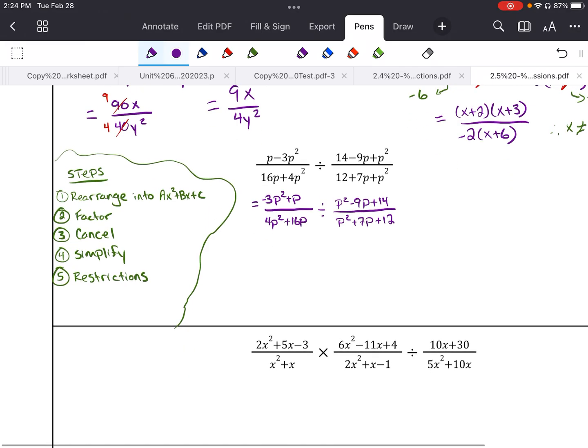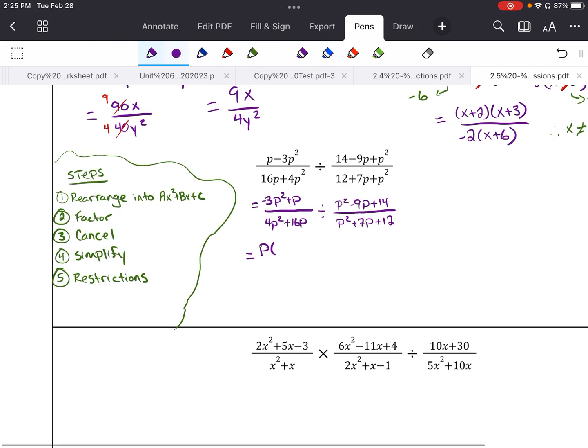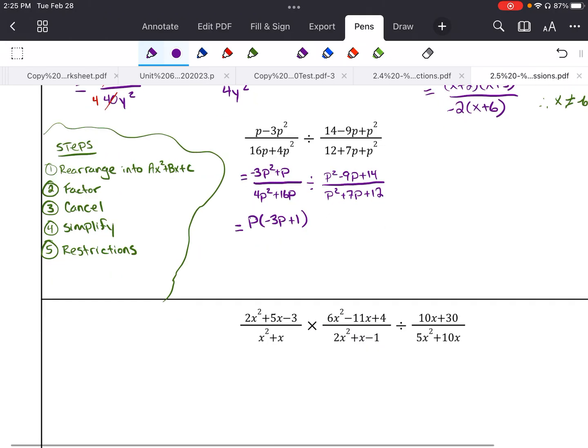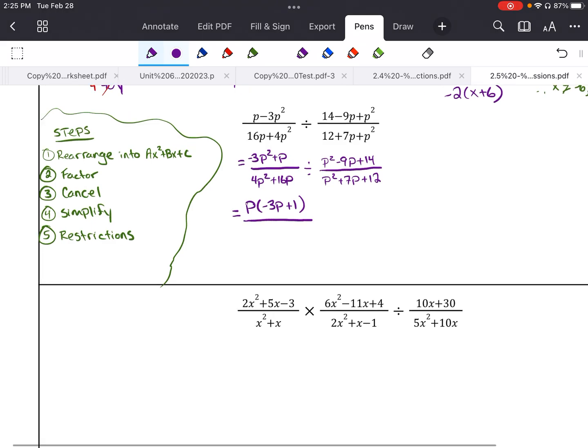Okay, before we worry about the division, let's factor everything. So the top one, first numerator, we could take p out, common factor, and we're left with negative 3p plus 1. And we can common factor out the denominator on that one too. We're taking 4p out, so we end up with p plus 4.